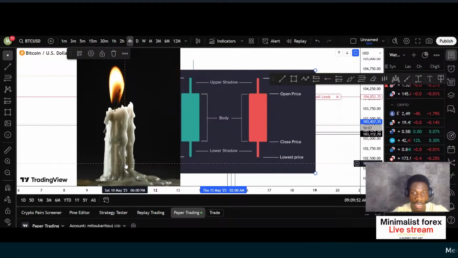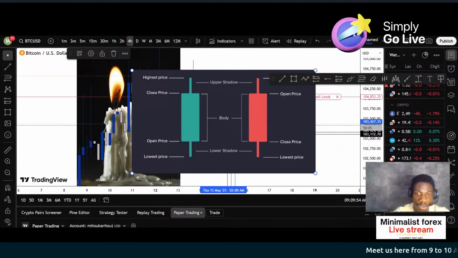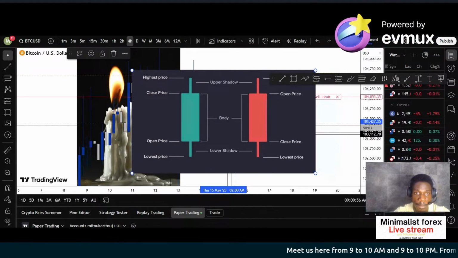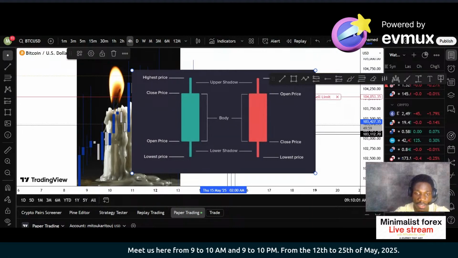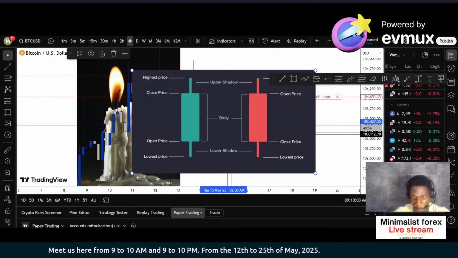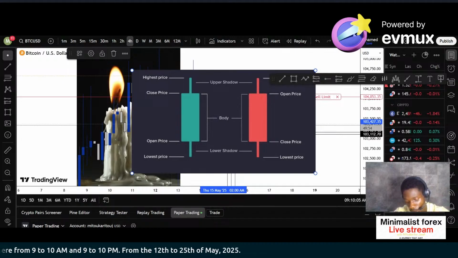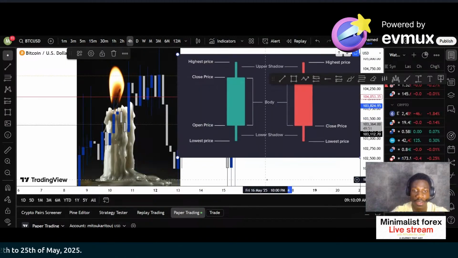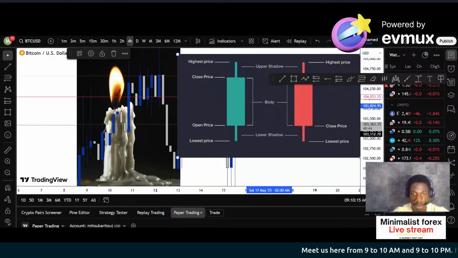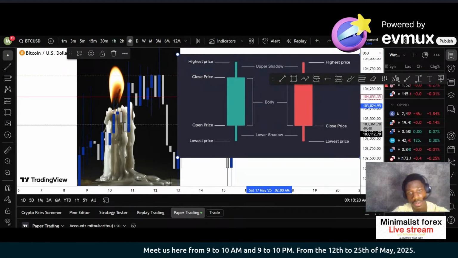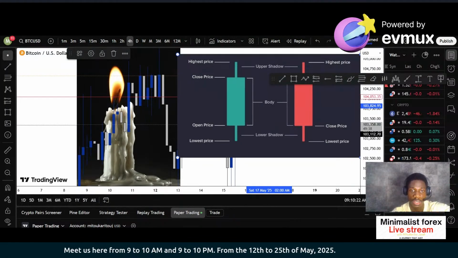And I think I can do something. Let me quickly create something that helps you conceptualize this idea. I'm just going to go over to Paint and save a picture of what it is we're talking about.